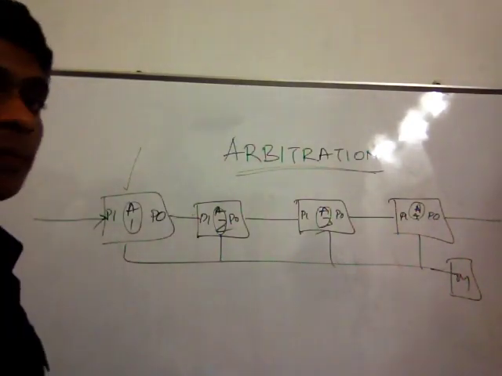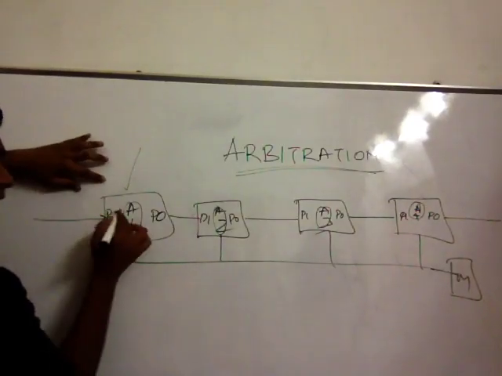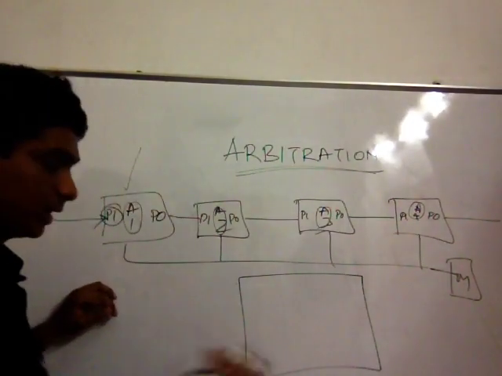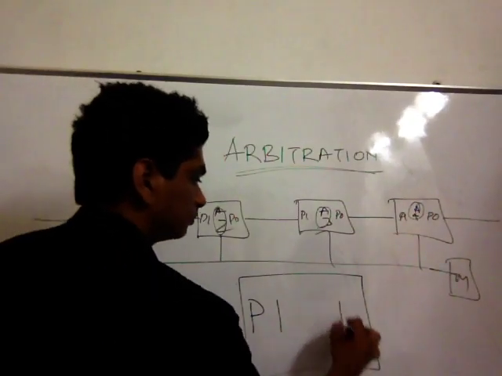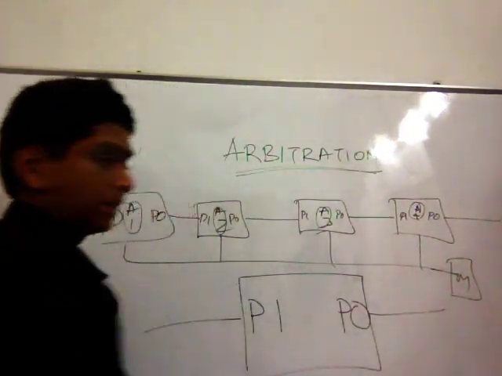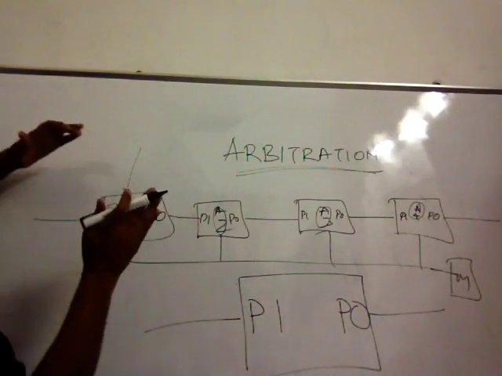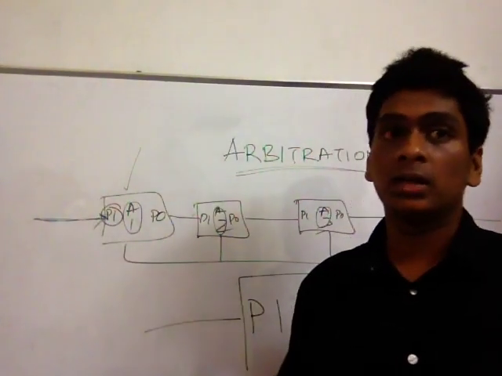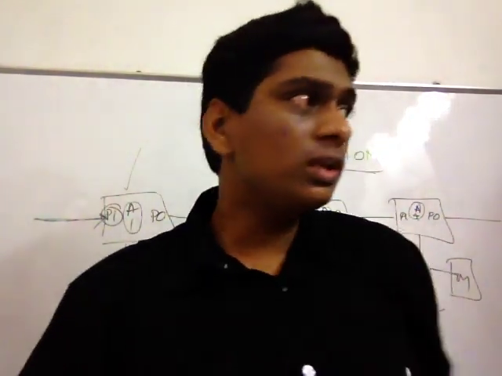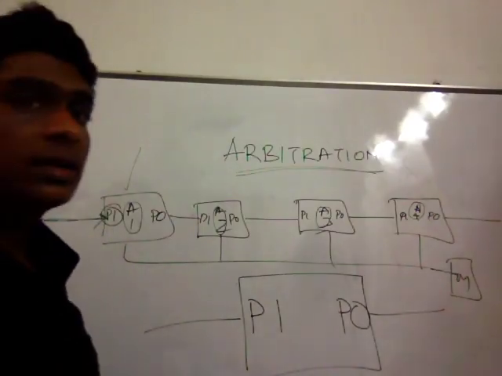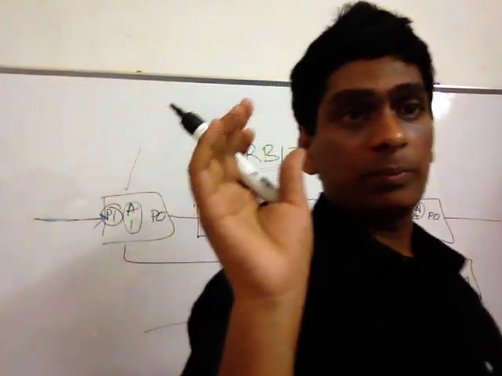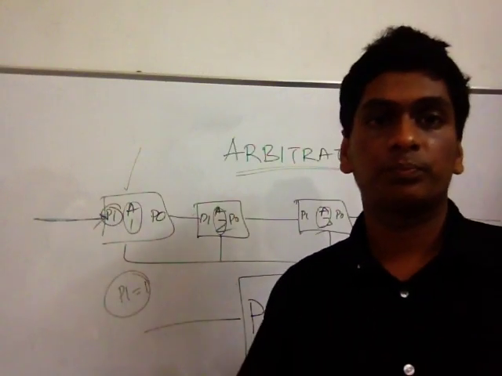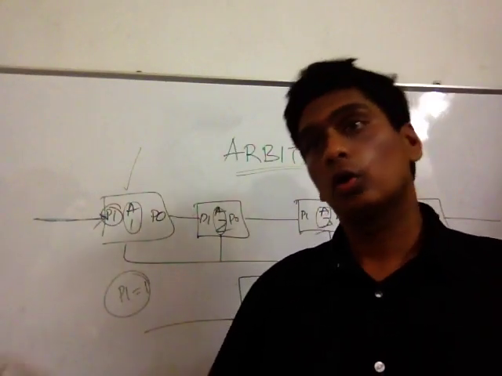What comes down here is the priority input value. I'll draw this same single arbiter picture here, big: PI, PO, and this is a bus line. The leftmost, which is closest to this line, has the highest priority. For the arbiter with the highest priority, the PI value is always set to 1.